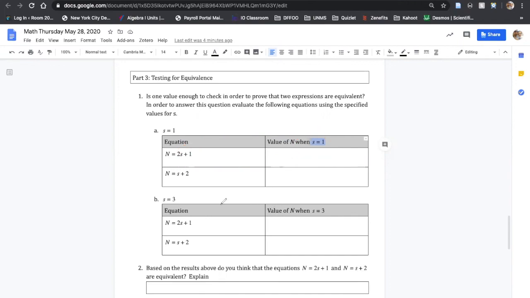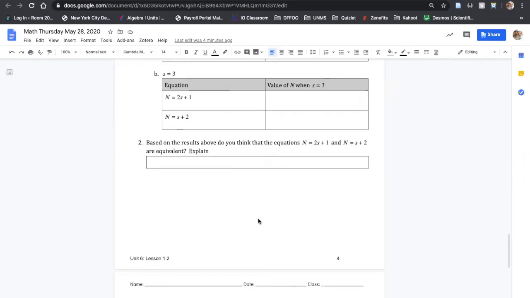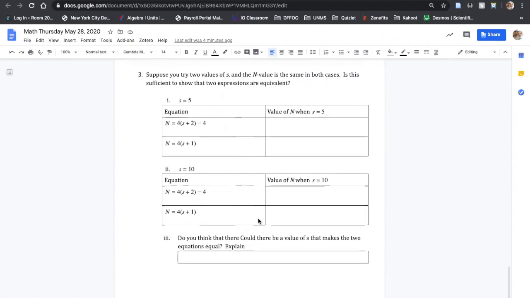And then the next part is checking a different value of s. So now we're checking for an s value of 3 and substituting that in. Do you find that they are both equal again, or are they different? And based on the results that you see there, you're going to answer the question, which just says to you, based on the results above, do you think that the 2 equations are equivalent? Are they the same thing? Why or why not?